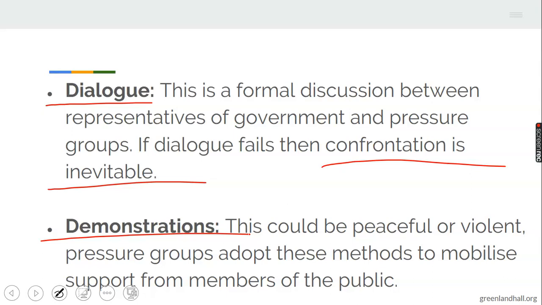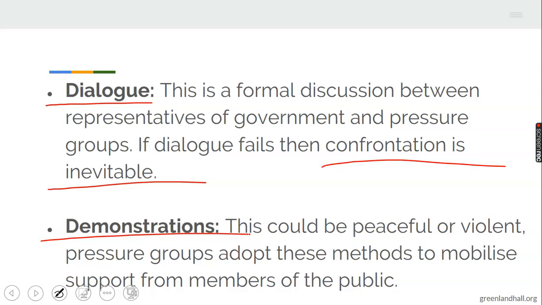Who can tell us the mode of operations of the pressure groups from the ones I've mentioned so far? Yes, strike or boycott. Correct. Yes, you. Dialogue. Fine. Okay. You. Demonstrations. Clap for them.